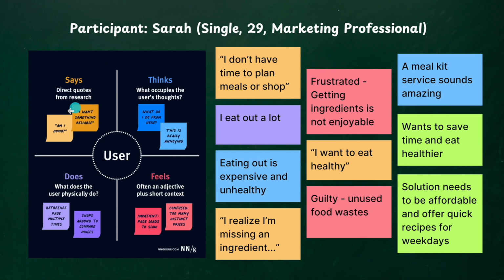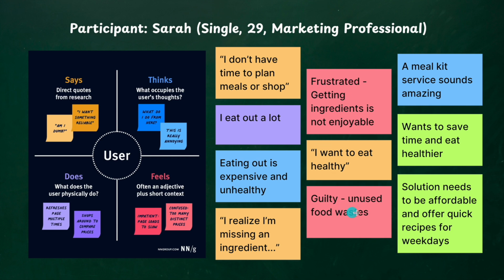So these light orange ones are under the says quadrant. I don't have time to plan meals or shop. I want to eat healthy. I realize I'm missing an ingredient. I just put them under here. So these two are under thinks, then does: I eat out a lot, then feels: these two feelings, frustrated and guilty.